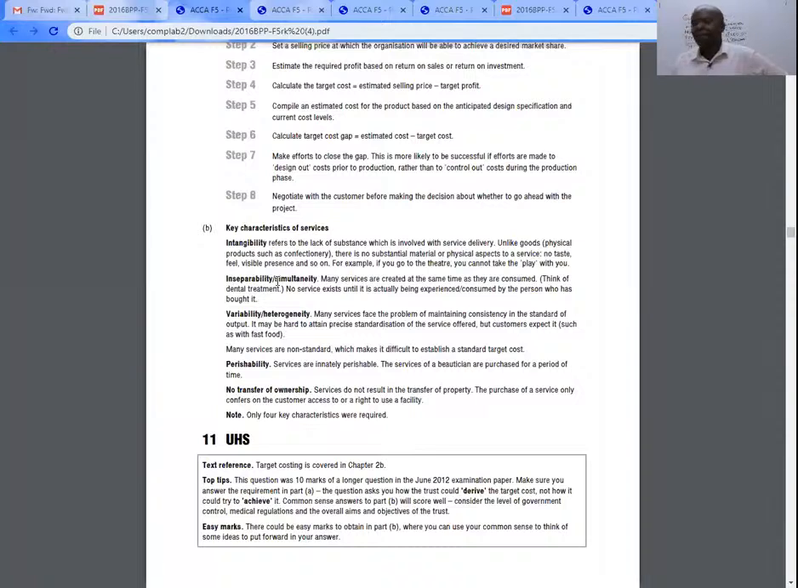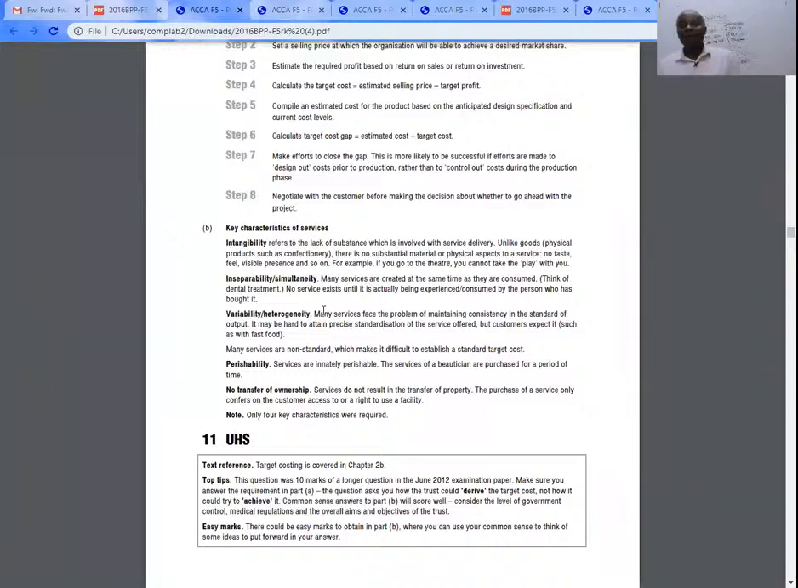Inseparability, simultaneity, it happens there and then. You'll be consuming this service automatically. You consume it as it is coming. Like now here, when I'm teaching you, you're told here, many services are created at the same time as they are consumed. Think of dental treatment. No service exists until it is actually being experienced, consumed by the person who has bought it. So inseparability, simultaneity. Then we have heterogeneity.